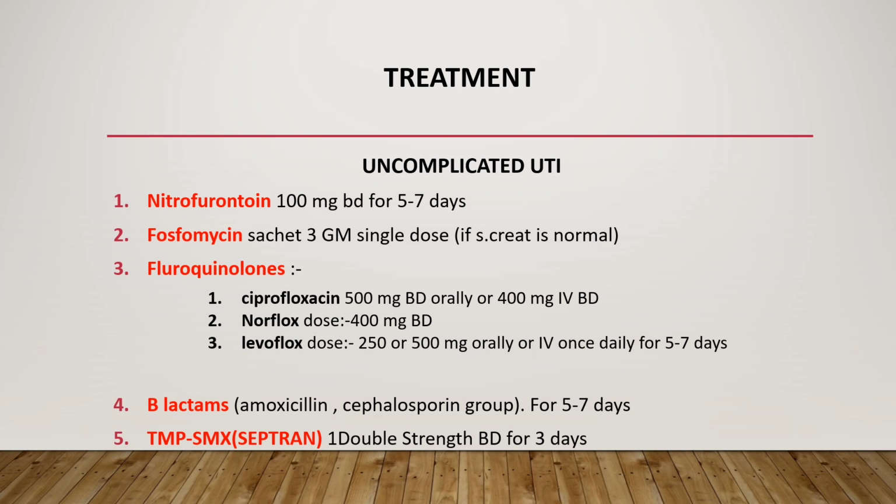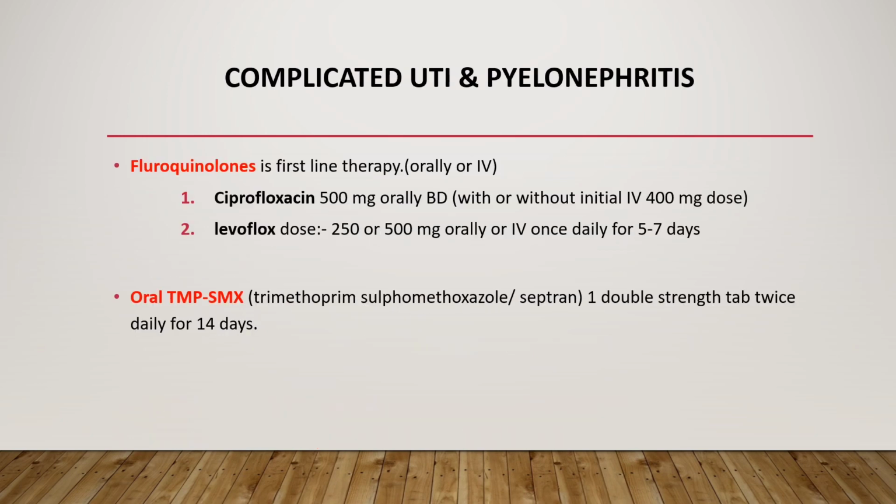We can give beta-lactams like amoxicillin, or the cephalosporin group like ceftazidime, cefixime, cefpodoxime for 5 to 7 days. We can also give Septran, meaning trimethoprim and sulfamethoxazole, one double strength tablet 2 times a day for 3 days. For complicated UTI and pyelonephritis, we have to give fluoroquinolones.